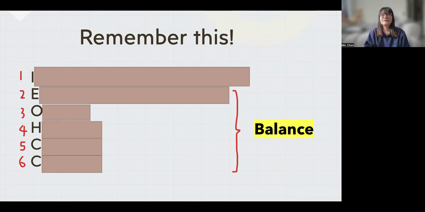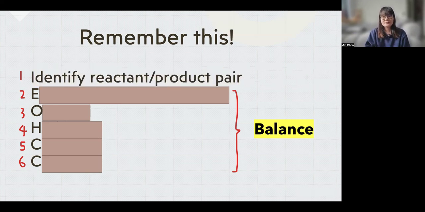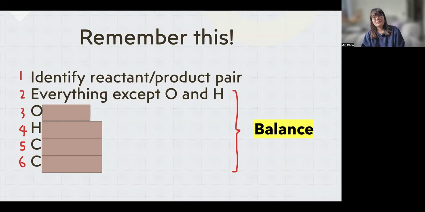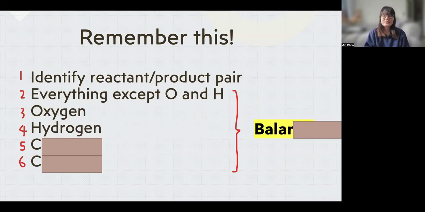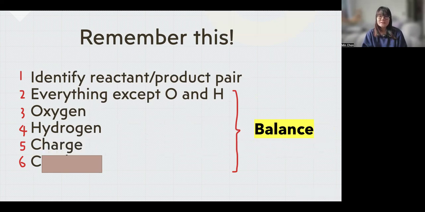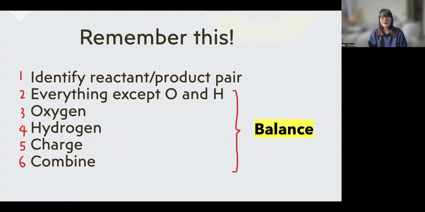IEOHCC. They stand for Identify Reactant Product Pair, Balance Everything Except O and H, Balance Oxygen, Balance Hydrogen, Balance the charges, and then combine two half equations together. And they must follow this order.